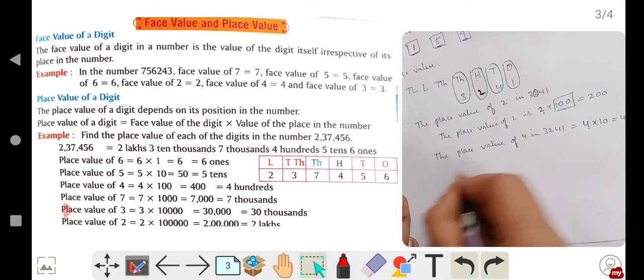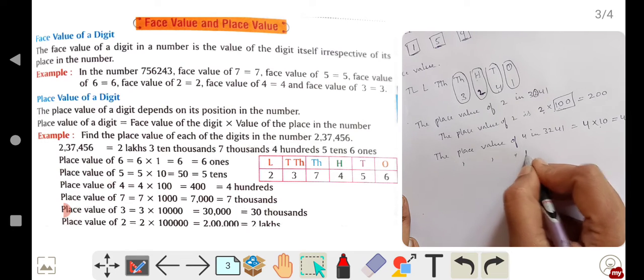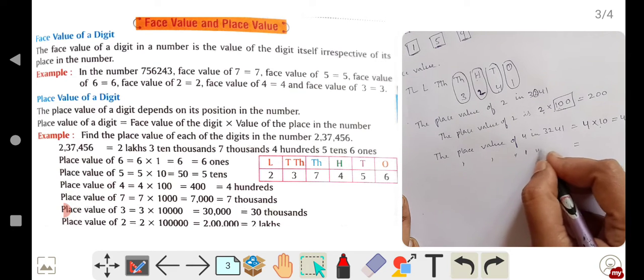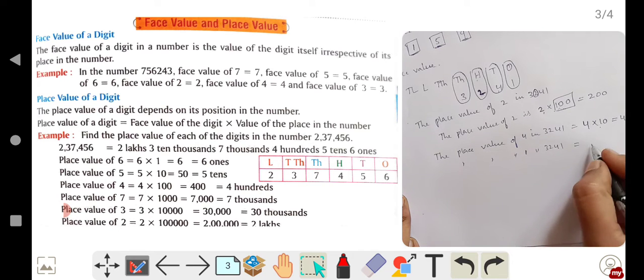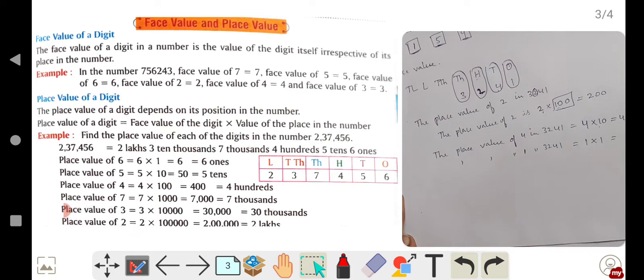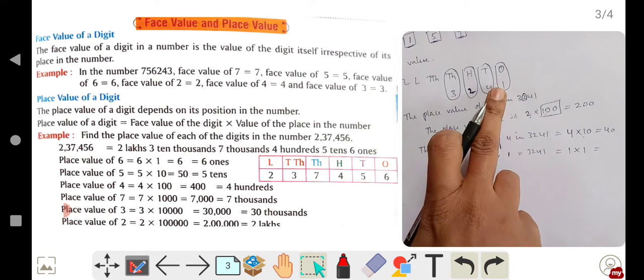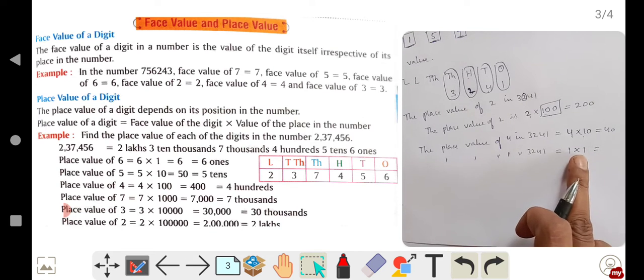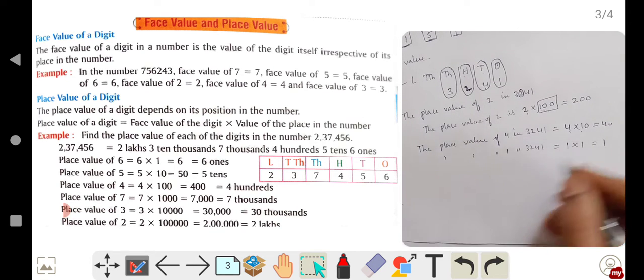Okay. And the place value of 1 in 3241 is 1 into 1 only, because 1 is in the ones place. Therefore, you are multiplying by 1. 1 into 1, the place value of 1 is 1 here.